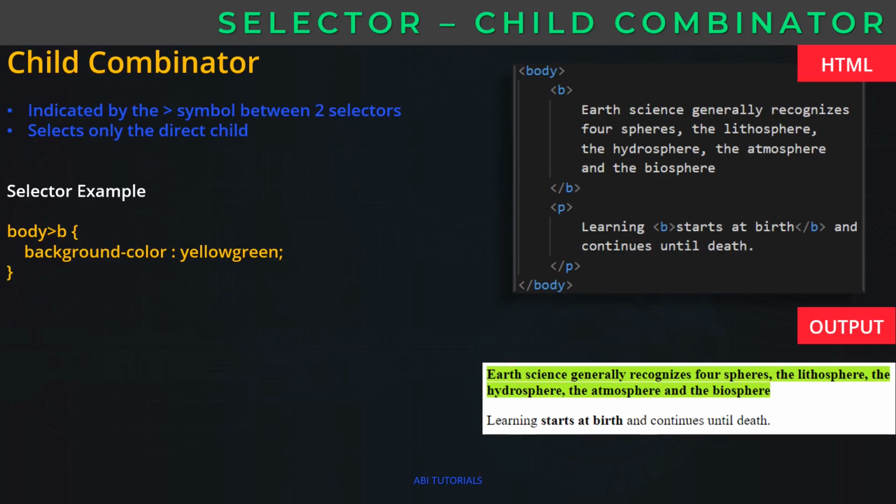Next we have the child combinator, which makes use of the greater than symbol. The child combinator selects only a direct child. It doesn't select any grandchildren. Here in this example, body greater than B selects only the B element which is directly within the body tag. It doesn't select the B element which resides within the P tag.